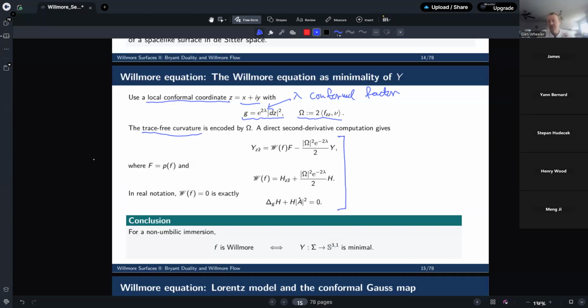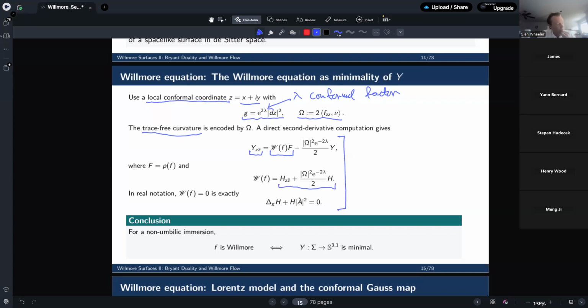And I'm going to give some details on the slides, but I put these here so that you can see where they're going. If you differentiate the Gauss map in Z and Z bar, then you get, this is the formula, this Willmore operator multiplied by F, the lift, of course, minus a piece, right? And this Willmore operator in the conformal coordinates looks like that, which might look a little bit foreign.